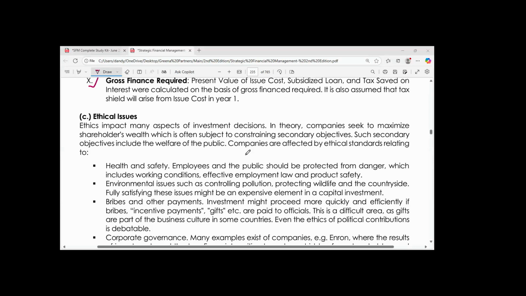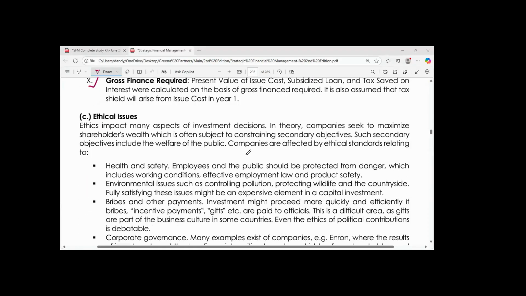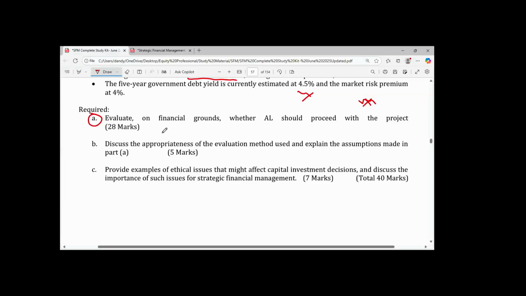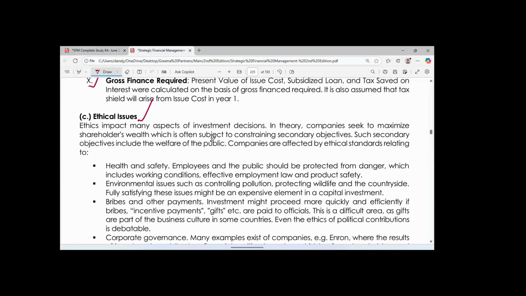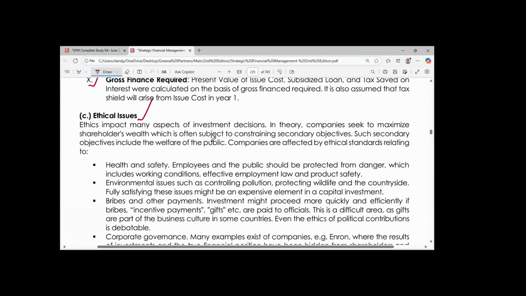All right. So that is as per the assumptions. The last thing we are going to talk about in the question, the examiner has you to explain the ethical issues. Provide examples of ethical issues that may affect capital investment decision and discuss the importance of such issues for strategic financial management. So based on this question, what are the ethical issues? You can just go through this because of time. Let me just read about 2 lines.